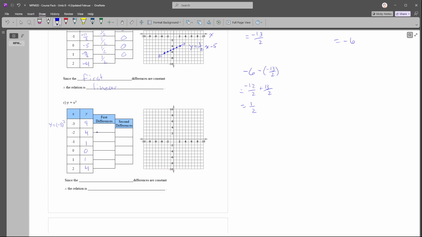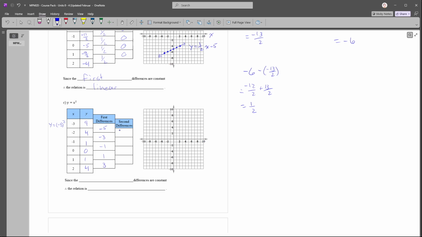Okay, let's do our differences right now. So we got 4 minus 9, that's going to give us negative 5. 1 minus 4, negative 3. 0 minus 1, negative 1. 1 minus 0 is 1, and 4 minus 1 is 3. Those aren't constant. That doesn't help us. Okay, so we know it's non-linear. Let's go to the next one.